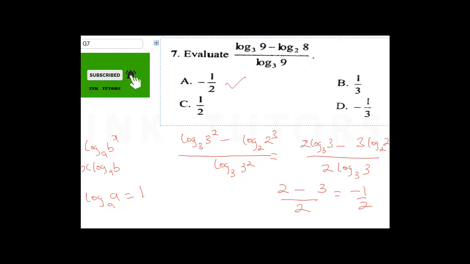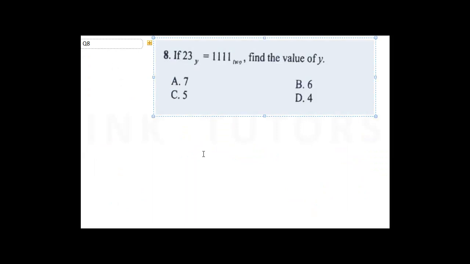So now that takes us to the next question, which says find value of this. Now this is a binary question, so all you need to do is know how to convert to base 10.